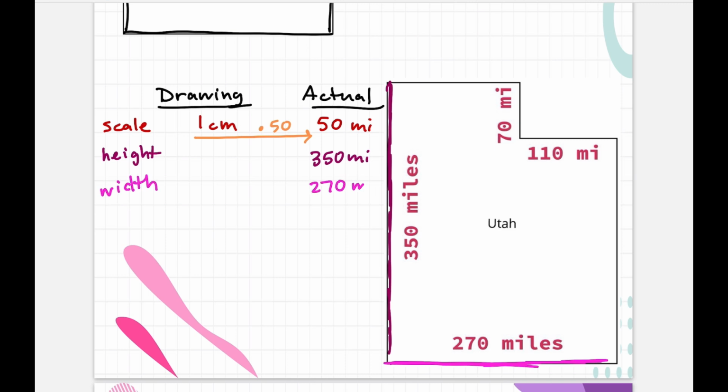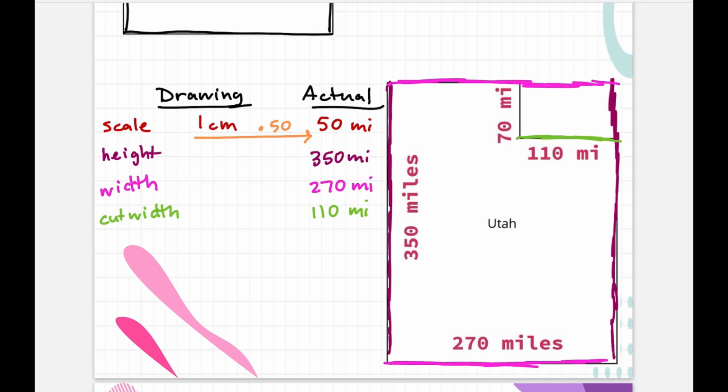is 270 miles. Now remember, this would be a rectangle. So this is also going to be the height of 350 miles, and this is also going to be the width of 270 miles. But we do have this piece that is cut out, and that piece that's cut out is going to be 110 miles wide. So I'm going to say cut width, because it's the width I'm going to cut out. That's 110 miles.